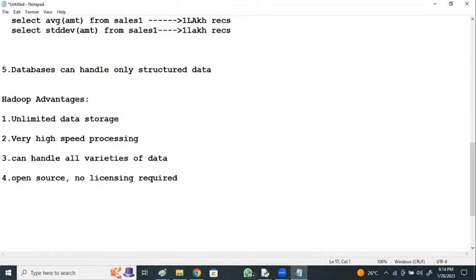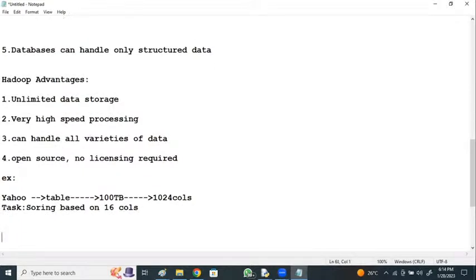So if you see examples, Yahoo has conducted a test to check the speed of various databases. Yahoo has taken a table of 100 TB, consisting of 1024 columns. The task was sorting based on 16 columns.